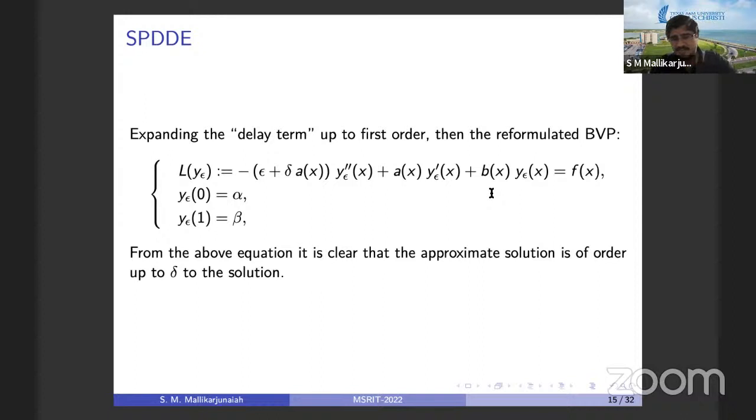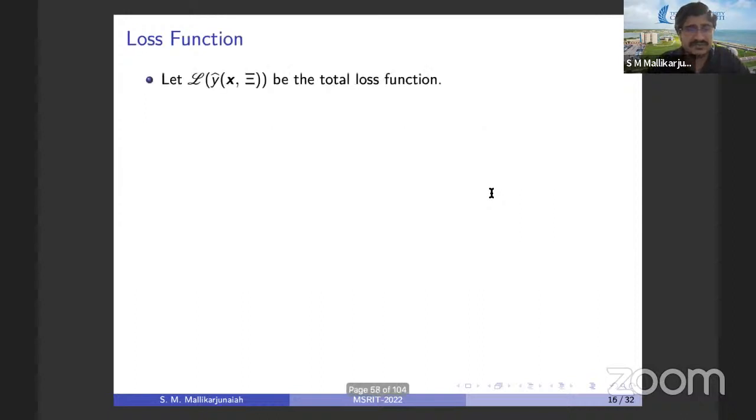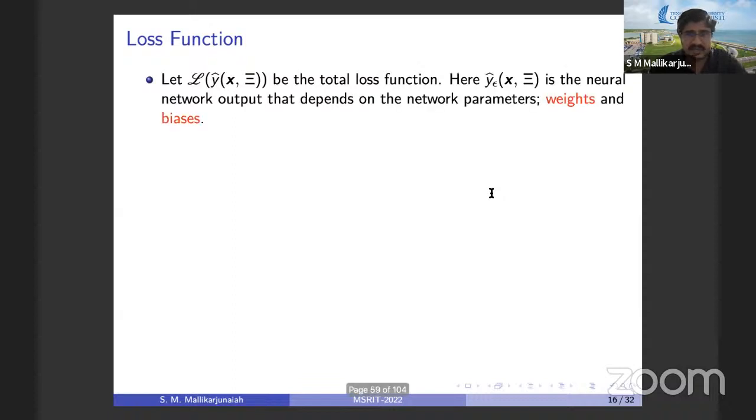Using that idea, let's come up with the loss function. There are many other ways of coming up with a loss function. What I am using here is a root mean square kind of loss function. The loss function I'm going to denote by the script L of y cap. Y cap is my approximator to the solution y epsilon, x is the input, and the set xi contains all the network parameters, meaning weights and biases.